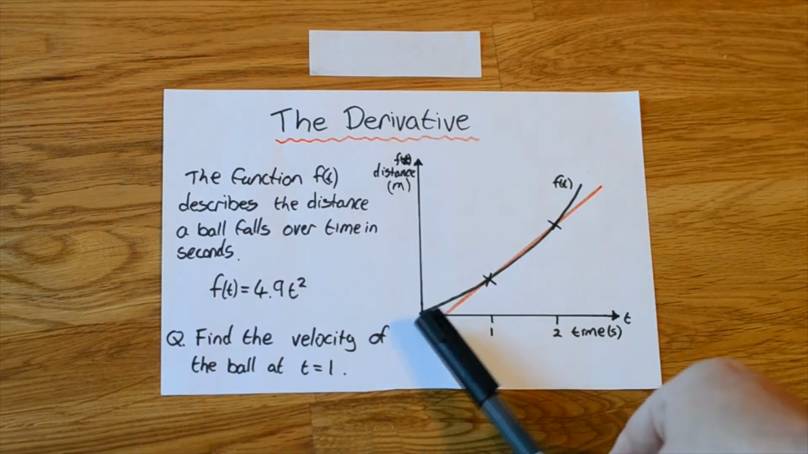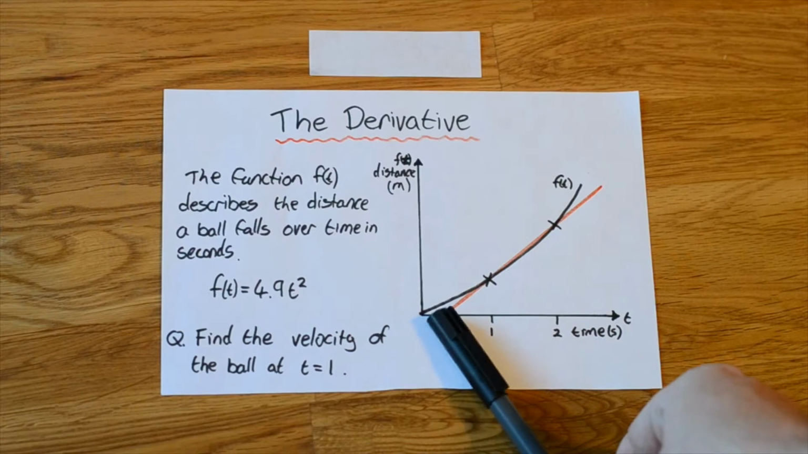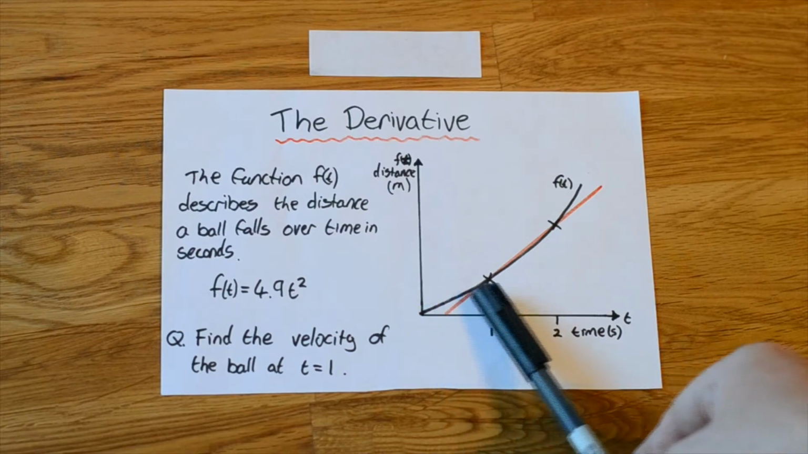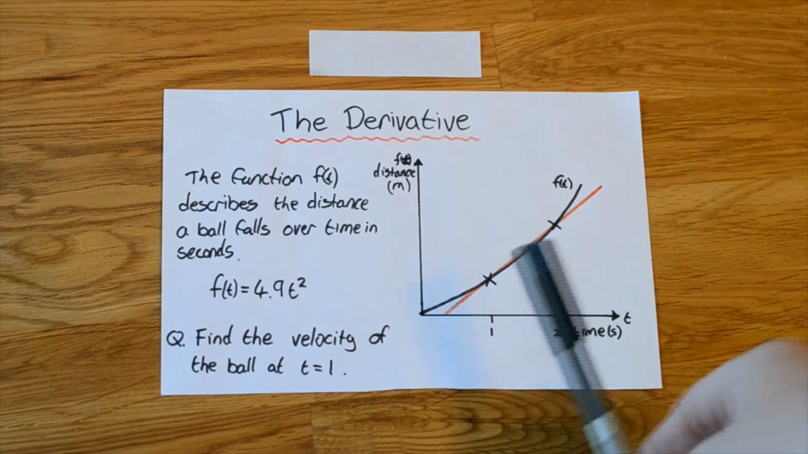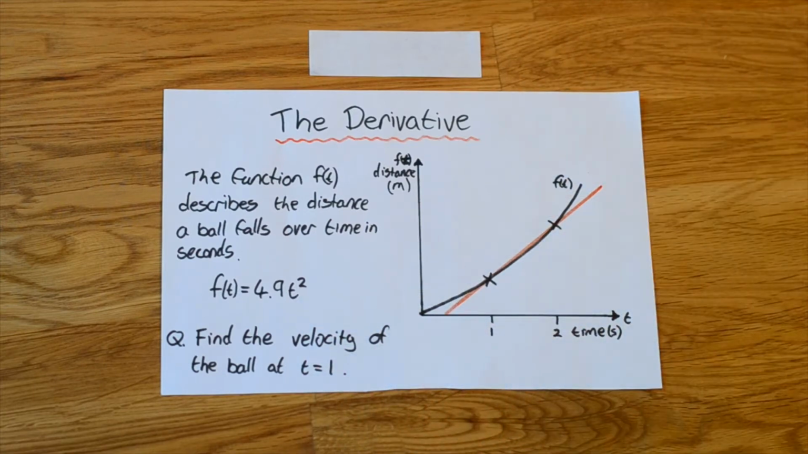We can see that the ball will start off at no distance having travelled, will travel further and further away, and we can also see that as the curve slopes up that it's going to be accelerating and getting faster. Our problem is to find the velocity of the ball when t is equal to 1.